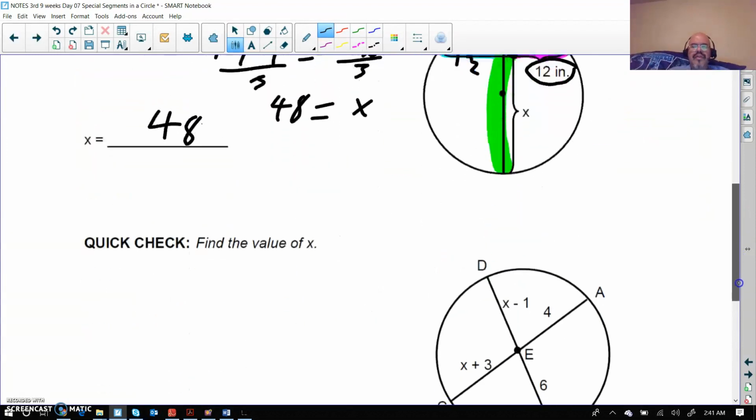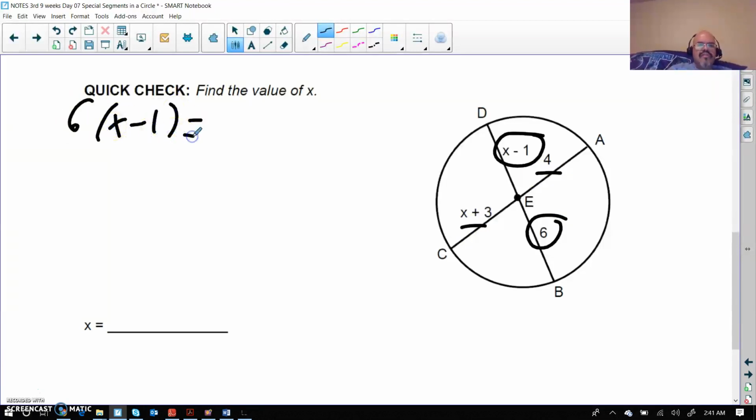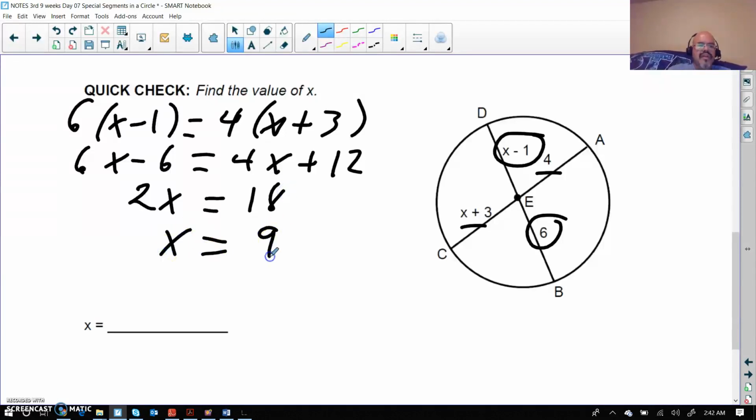All right. Same thing right here. We take this piece times this one, and then this piece times this one. So we have 6 times x minus 1 equal to 4 times x plus 3. So 6x minus 6 equal to 4x plus 12. Subtract 4x from both sides, so we end up with 2x. Then we add 6 to both sides, so we get 18. Divide both sides by 2, x is equal to 9.